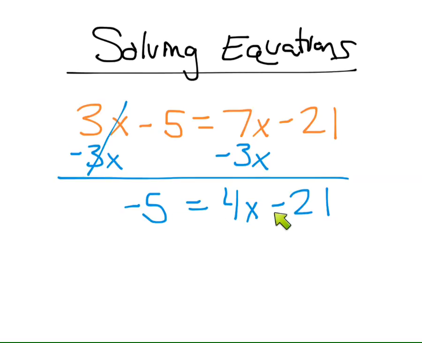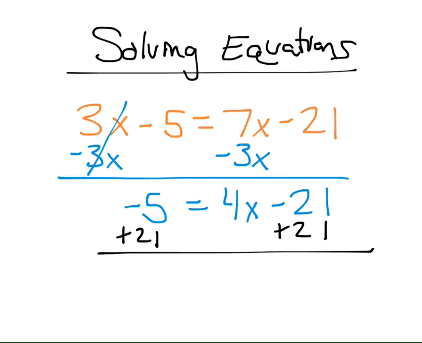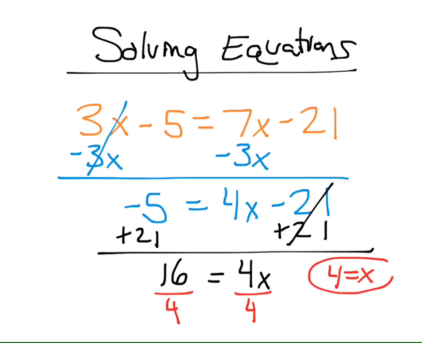So what's going to be the next step in getting this by itself? I would undo that subtraction first, so I'm going to add 21 to both sides. That becomes 0, so I'm left with 4x on this side. If I'm in debt $5 and I gain $21, how many dollars do I have then? 16, right? And then finally, the last step is we want to undo that multiplication by 4 to get x by itself. So we would simply divide both sides by 4. 16 divided by 4 is 4. So I got 4 equals 1x.